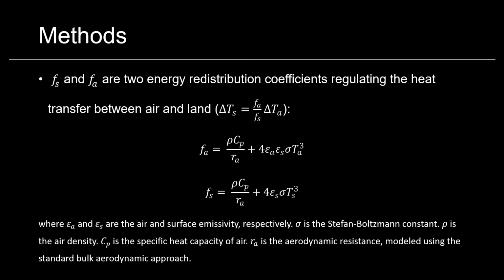Those intermediary parameters, such as air emissivity, surface emissivity, and the aerodynamic resistance, can be either calculated using the satellite product or the weather station data.